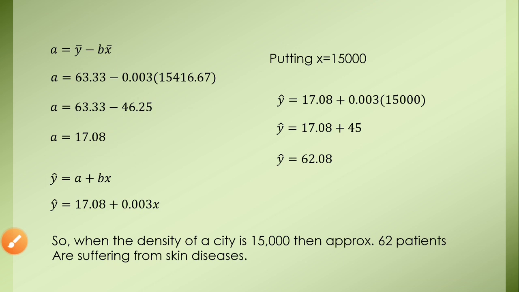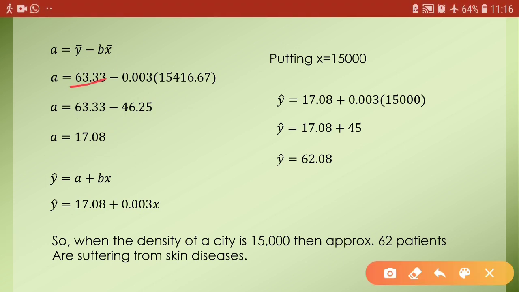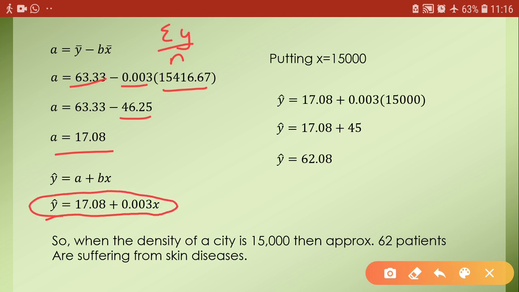Now that your B is 0.03, let's find A. Yes, A is y bar minus b x bar. You know how to find y bar? It's sigma y upon n. So you should find sigma y upon n, y bar. So y bar is 63.33 minus B. You have found B in the previous step itself. So 0.003 into 15416.67. If you multiply B into x bar, it's 46.25, and A is 17.08. So your y cap is 17.08. So we have found the regression of y on x.